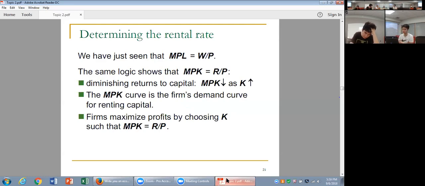We have just seen, and again, I did type these, so I don't know what I was thinking when I was taking this, but our marginal productivity of labor is exactly equal to the real wage, the real wage being W over P. It's called real wage because it's the nominal wage divided by the prevailing inflation rate, basically, or price level in the economy.